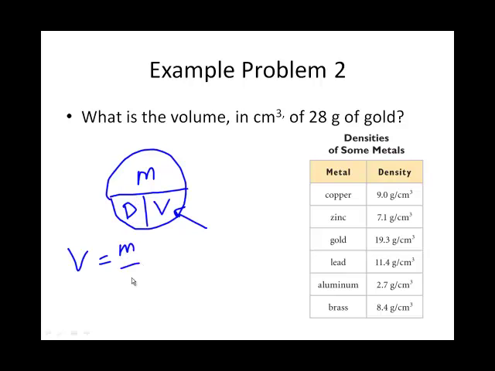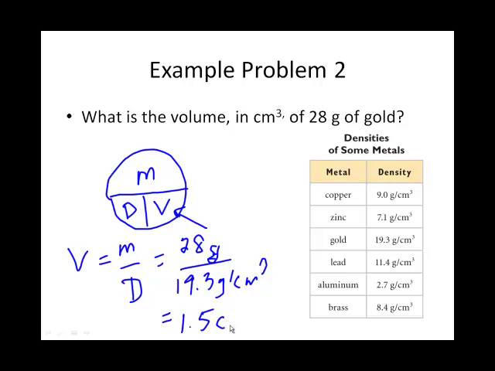So m over d. And so now you take your mass, which happens to be 28 grams, divided by the density, or 19.3 grams per cubic centimeter. Okay, the grams cancel. And you would get, as a result, 1.5 cubic centimeters. So right here you should get 1.5 cubic centimeters.